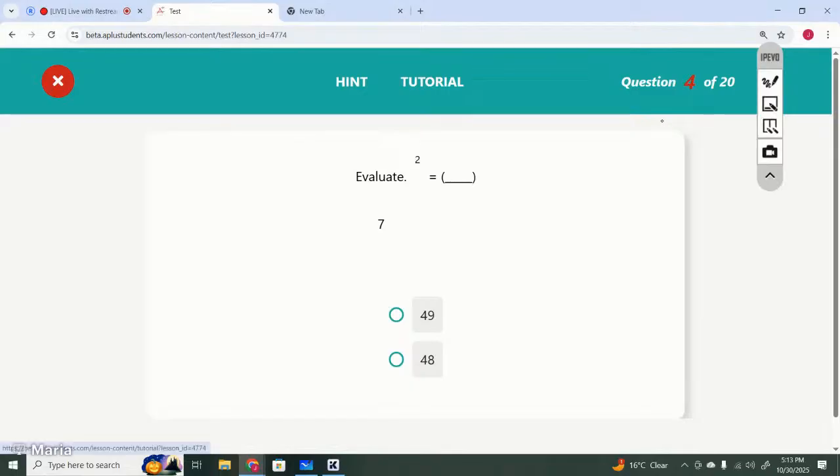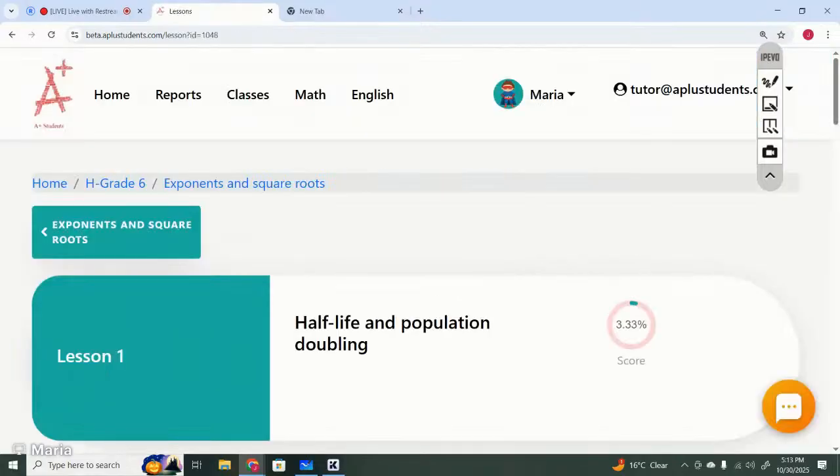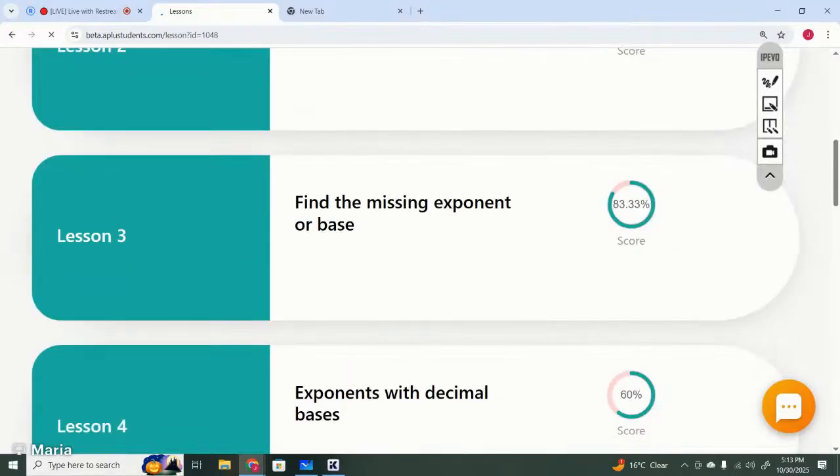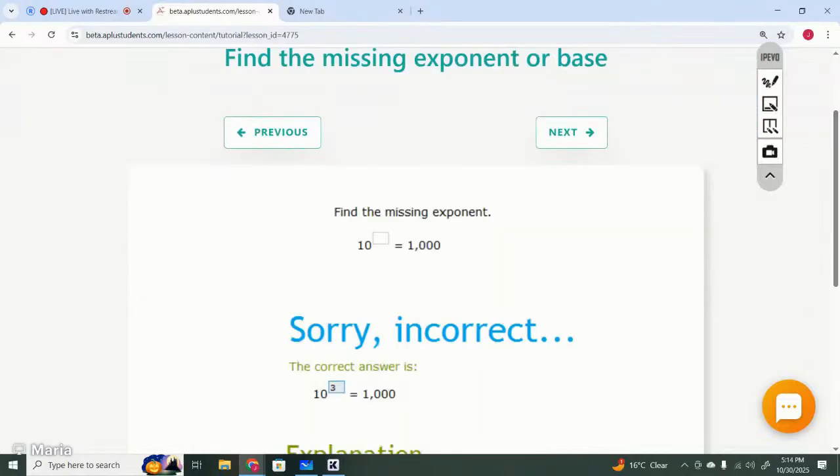Okay, you can complete the lesson by yourself later today. Let me just move on to the next lesson. The next lesson is find the missing exponent or base. Fill in the missing exponent. 10 with the missing exponent equals 1000.